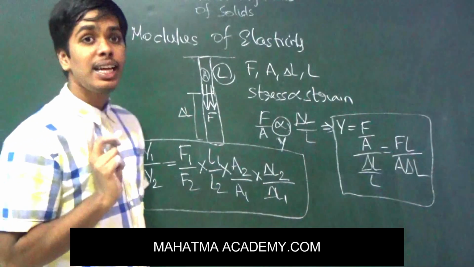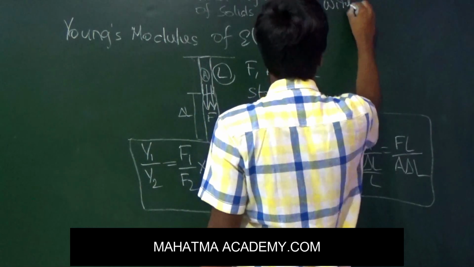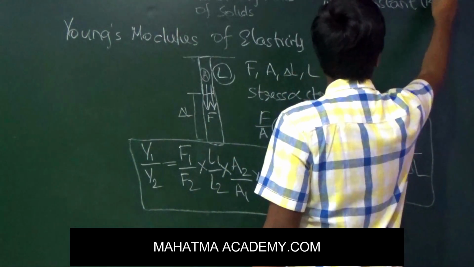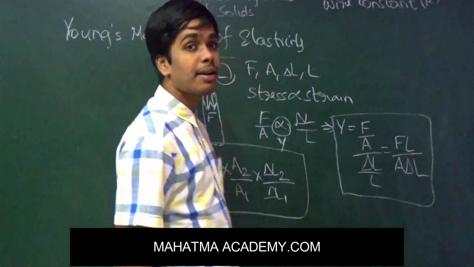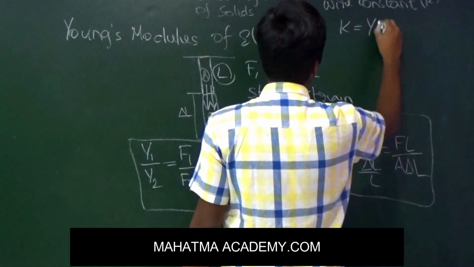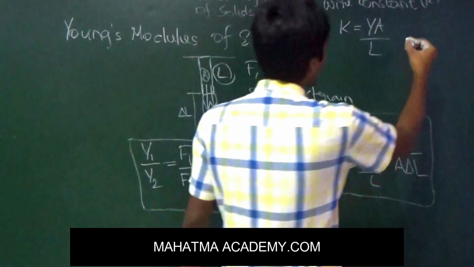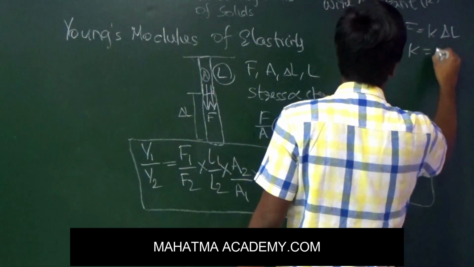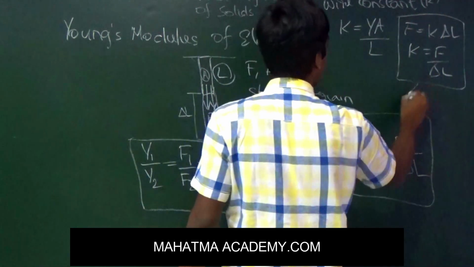Okay, now we will see the string constant. It is denoted by k. It is the elongation. So the value of k is equal to YA upon L. That means we know from work, power, energy that F is equal to K into delta L. So K is equal to F upon delta L. From this we can write this.